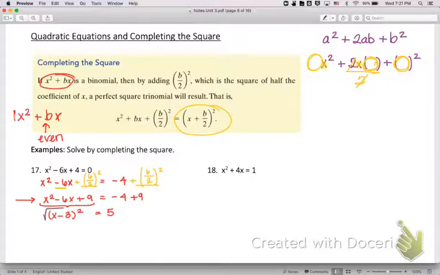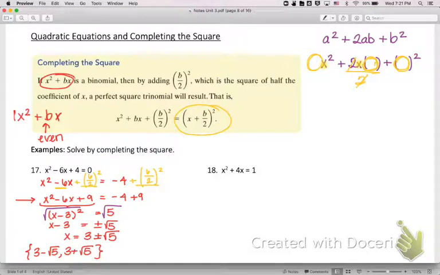So we can take the square root of both sides, and we now have x minus 3 equals plus or minus the square root of 5. So add 3 to both sides, and x equals 3 plus or minus the square root of 5. That's a perfectly fine answer for me written out. MyMathLab is going to be looking for 3 minus the square root of 5 and 3 plus the square root of 5. That would be our solution set.